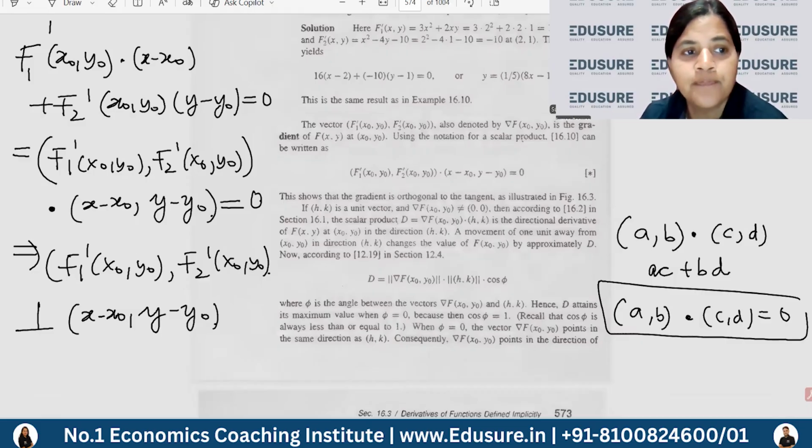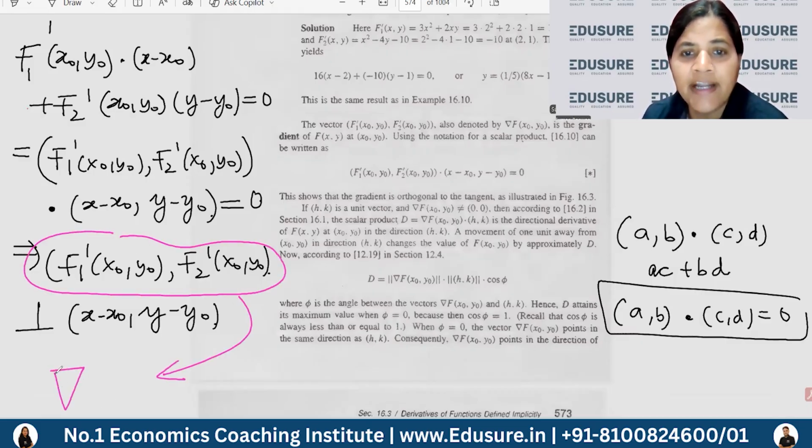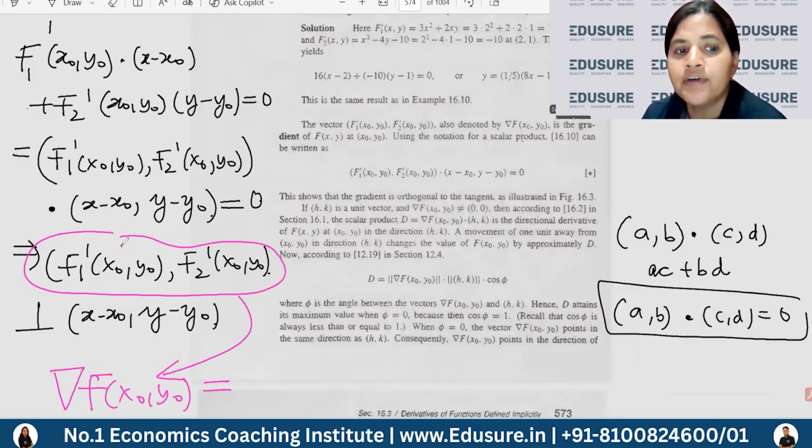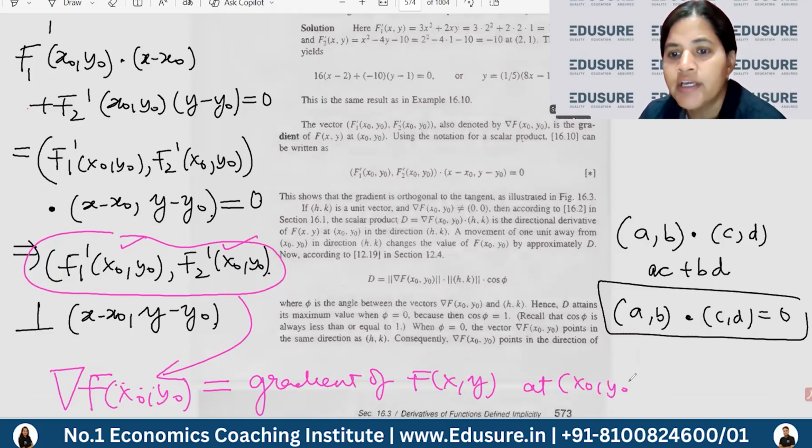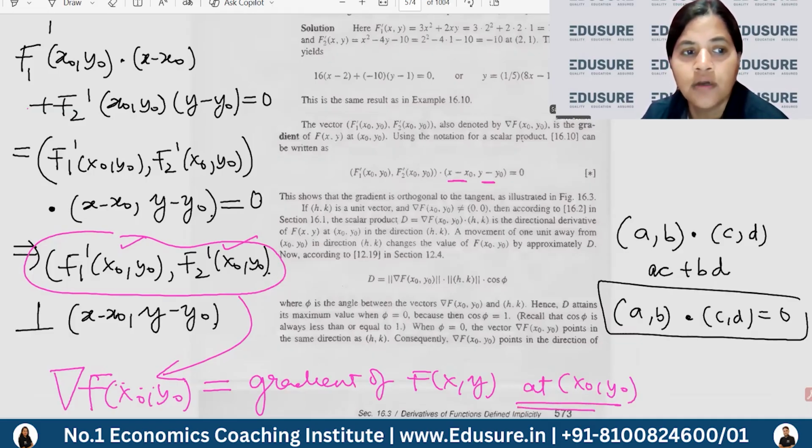Now, this particular vector is denoted by del F at (x naught, y naught). So it is the tuple formed by the first derivatives of the function with respect to x and y. This is called the gradient of f(x, y) at (x naught, y naught). This is very, very important, and we know that the gradient vector is perpendicular to (x minus x naught, y minus y naught).